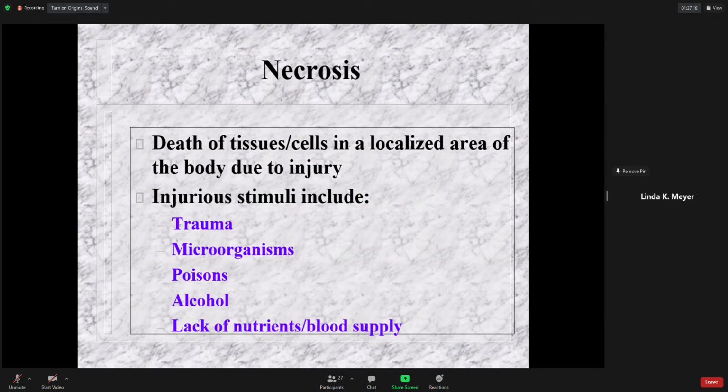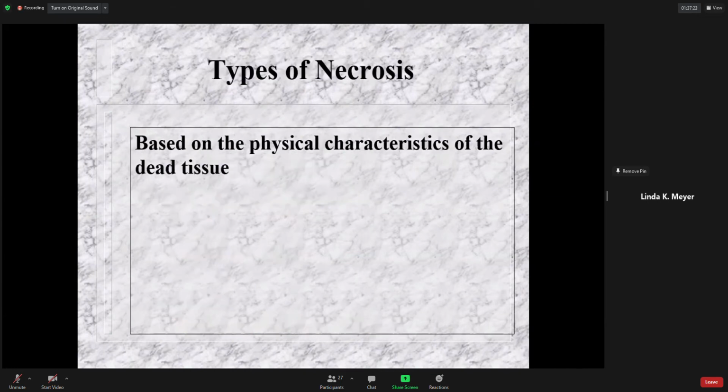Okay, there are three main types of necrosis based on the physical characteristics of the dead tissue. Again, you don't have to know the microscopic picture, it's just for illustration. So the three main types of necrosis are coagulative necrosis. This kind of looks like a coagulating egg white, or when you fry eggs on the stove, the proteins in the tissues coagulate.